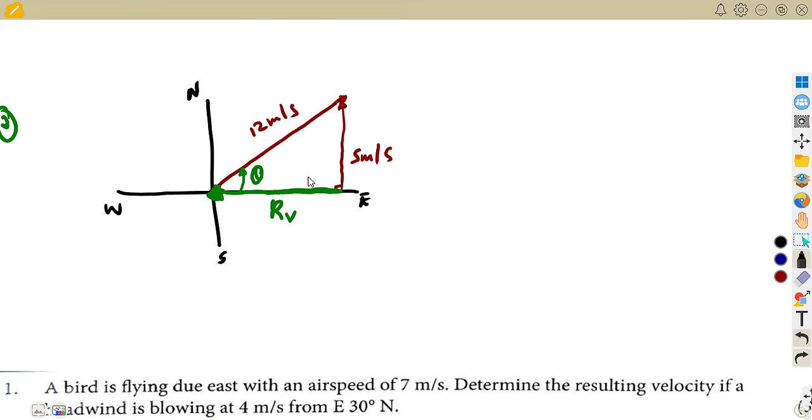Okay, apply your Pythagoras theorem. Remember, the hypotenuse squared is equal to a squared plus b squared. So a squared plus b squared is equal to the hypotenuse squared.